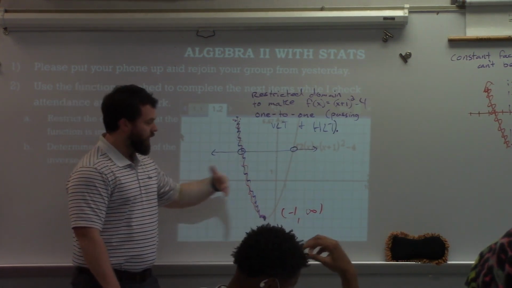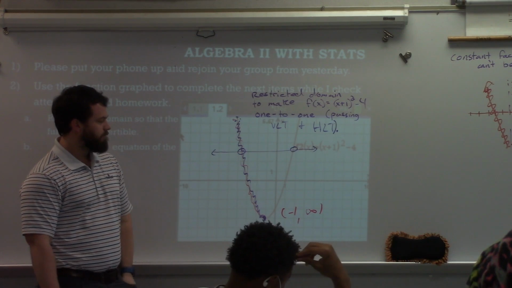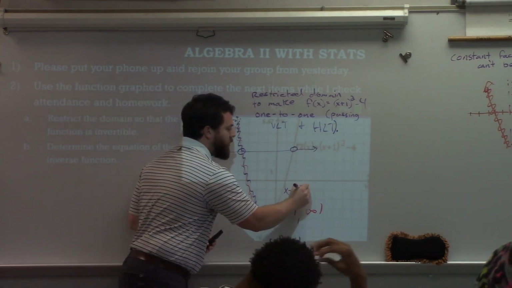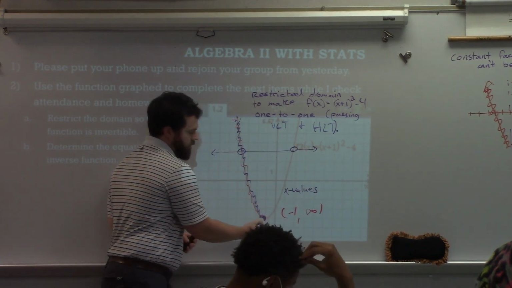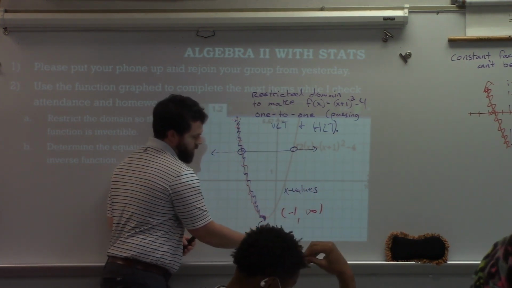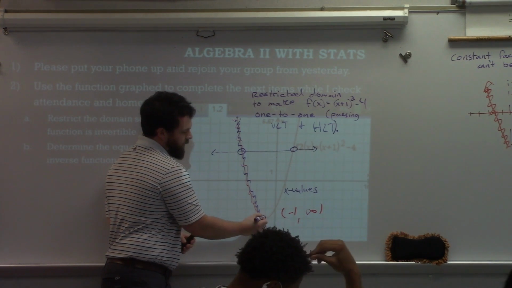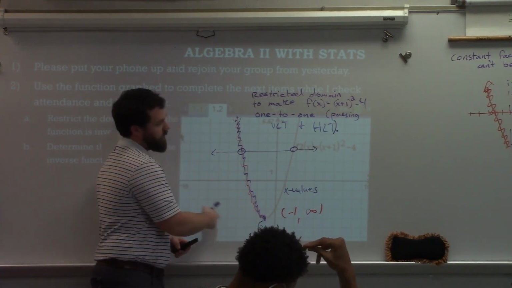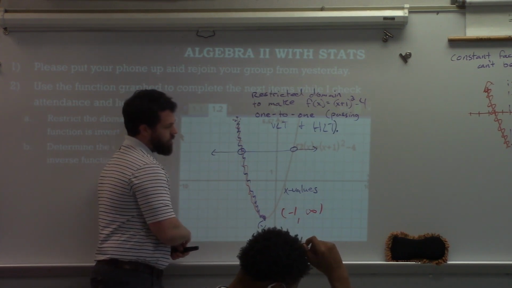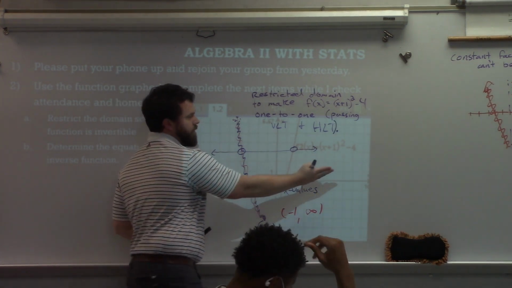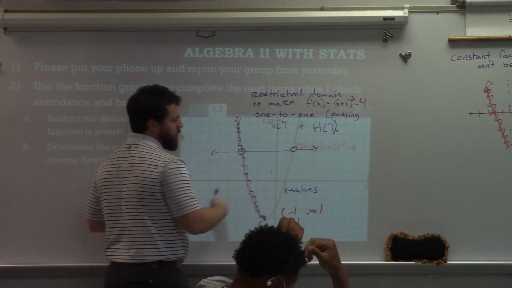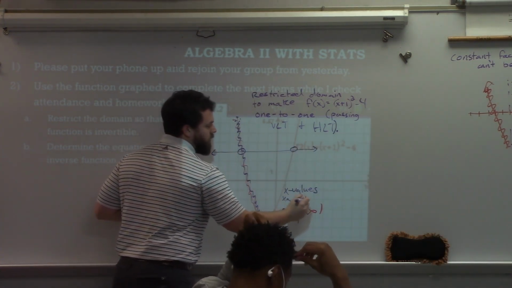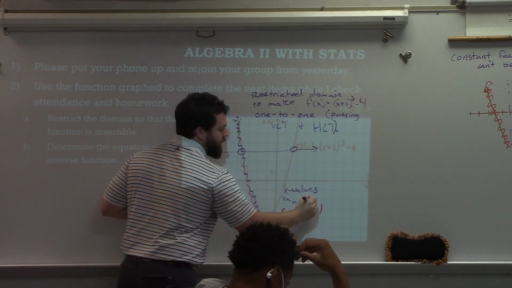Literally, when we say domain, what are we talking about? The x values. If I look at this restricted function, what is the lowest x value? This vertex, remember, that's where it starts. What's the lowest x value? Negative 1. Does it ever quit going to the right? Nope. So the greatest x value is? Infinity. So minimum x and maximum x.